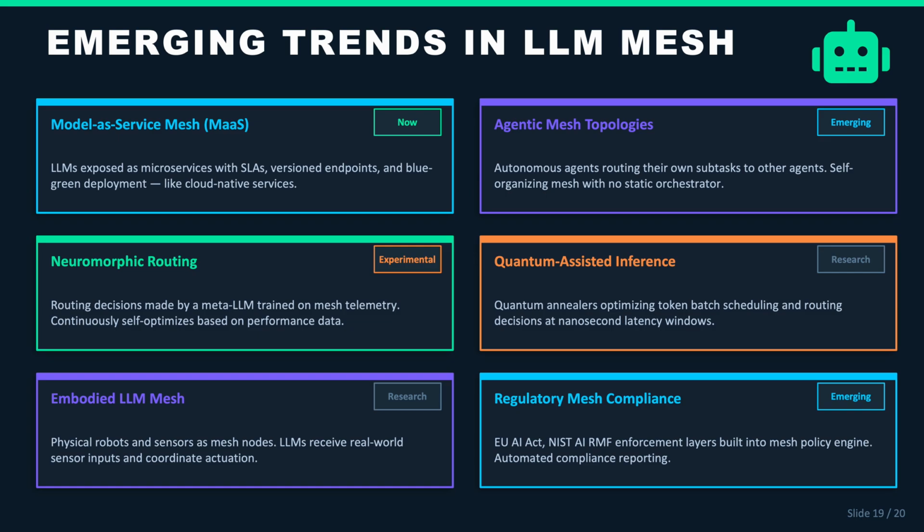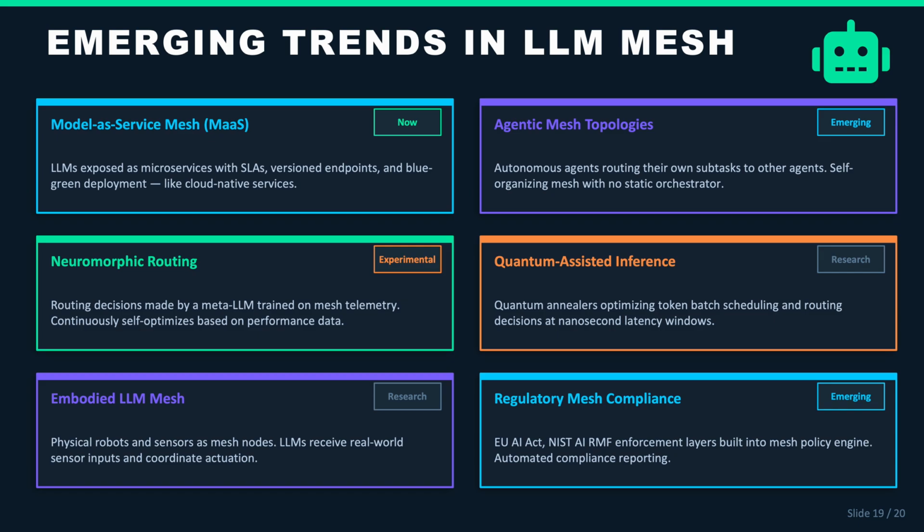Agentic mesh topologies are emerging. Architectures where autonomous agents route their own subtasks to other agents, creating self-organizing meshes with no static orchestrator. This is where LangGraph and AutoGen are heading. Neuromorphic routing is experimental, using a meta LLM trained on mesh telemetry to make routing decisions, continuously self-optimizing based on real performance data. Early results are promising.